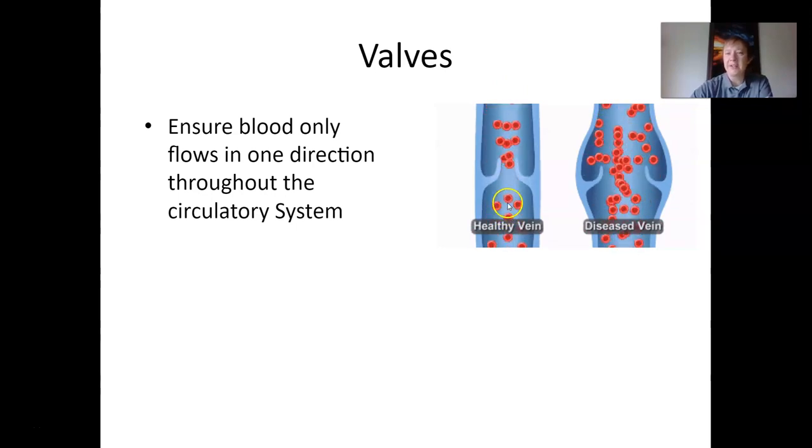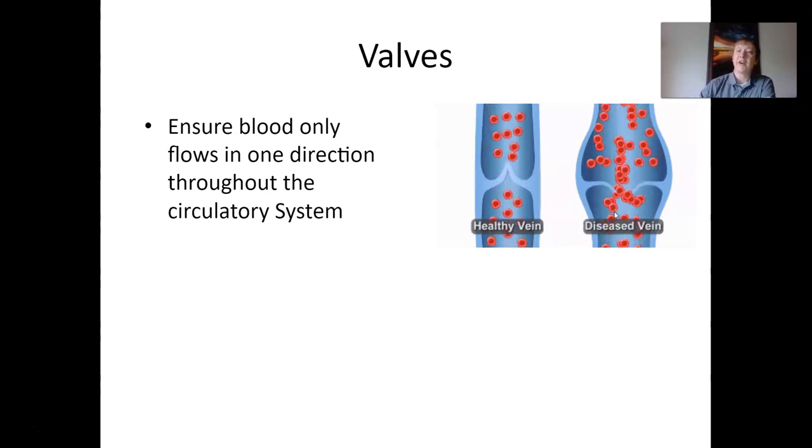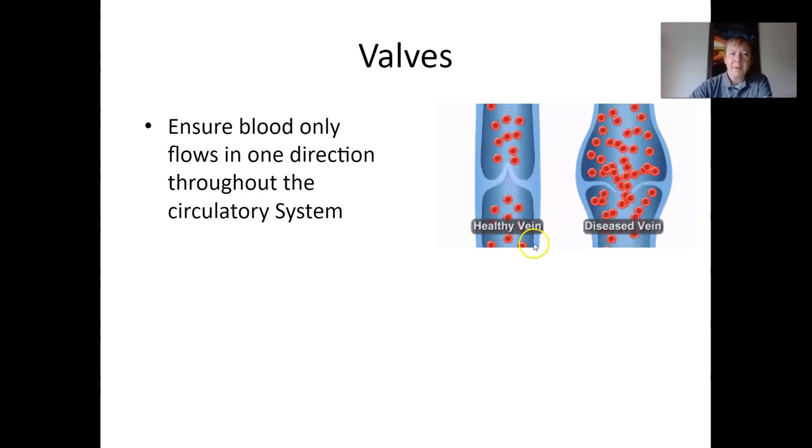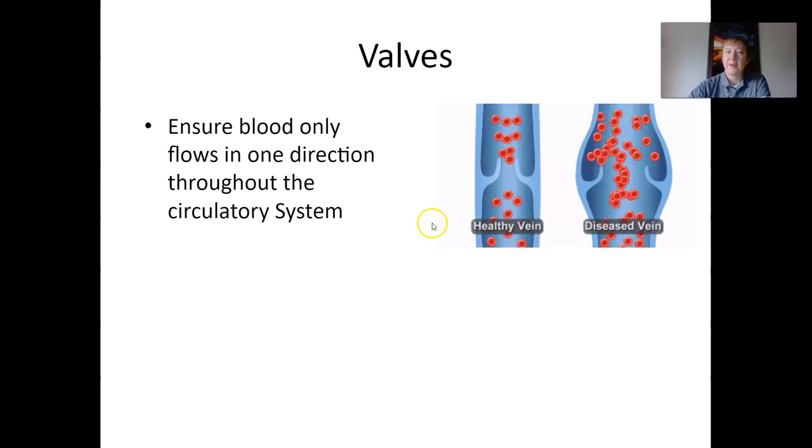Now, we do have diseases and issues that can cause the valves to not function correctly. You can see here where the valve is not able to seal correctly, so blood can flow up, but then it comes right back down. That makes it very, very difficult to keep the blood flowing in the body. And blood composition we've already done.